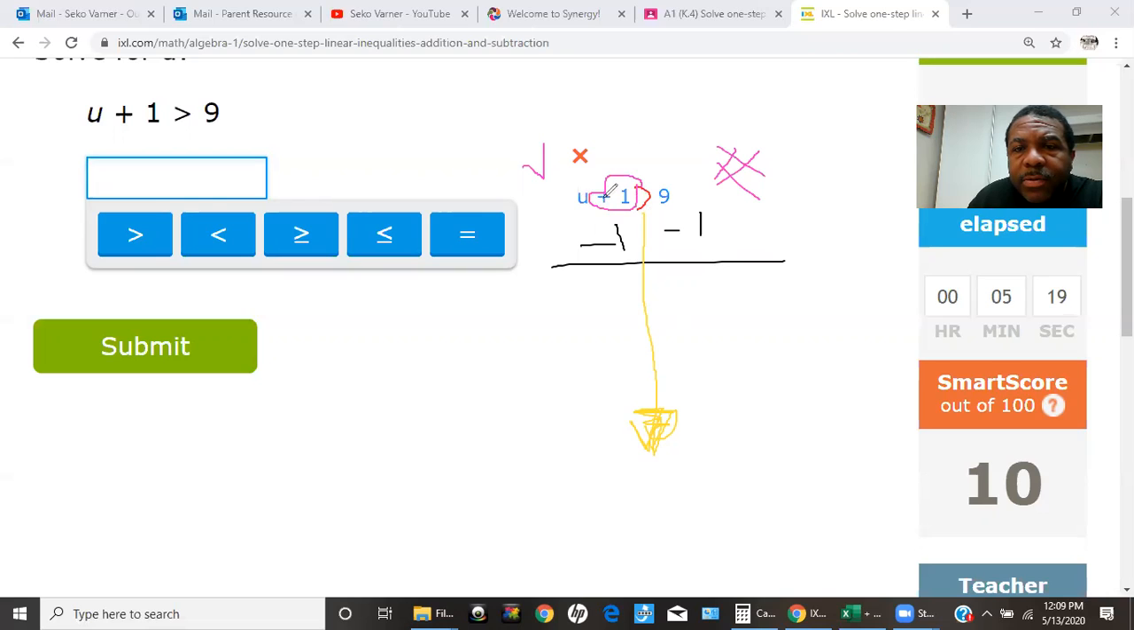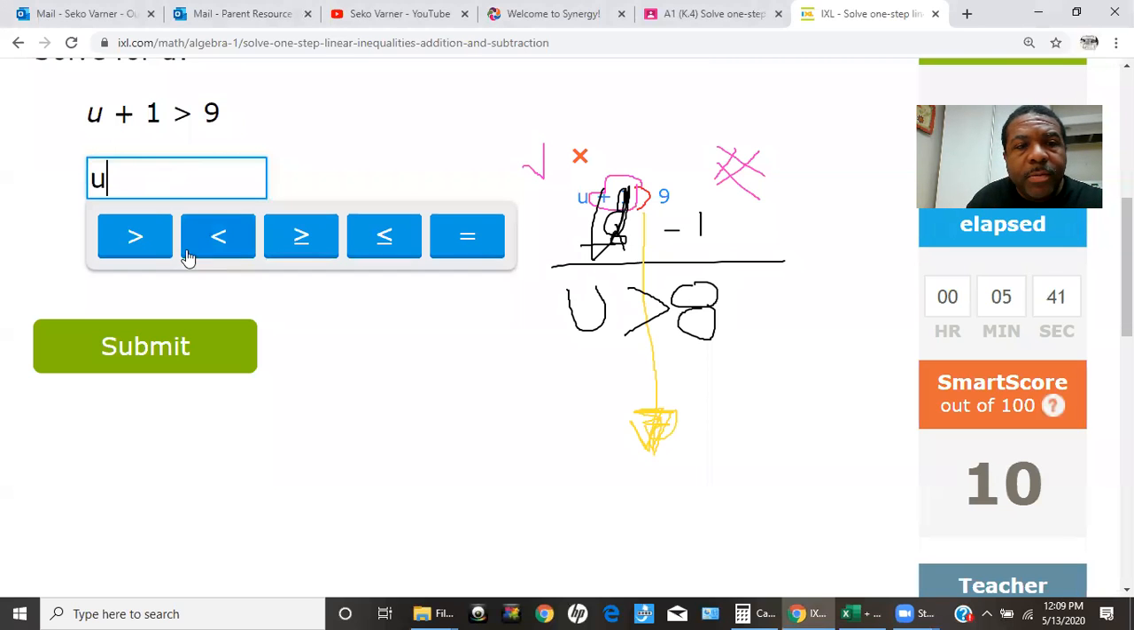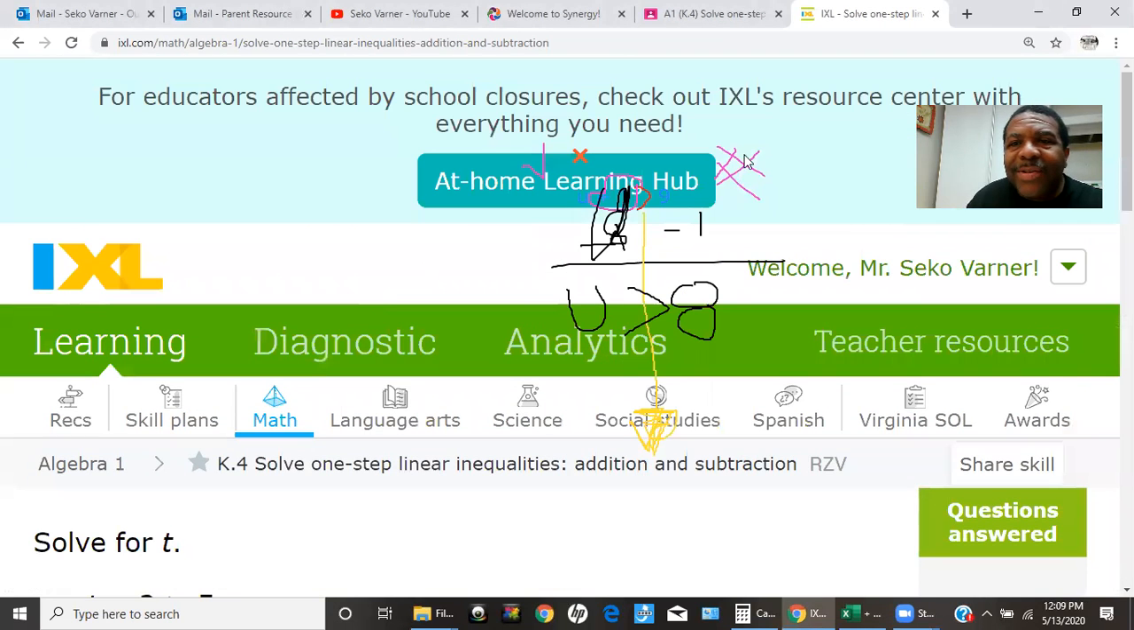So U plus 1 minus 1, those ones cancel each other out. So you have U, and now you have 9 minus 1 is 8. Good. And the sign was greater than. So U is greater than 8. Okay, good. So here we're going to type in U is greater than 8. Okay, super. So that's the process you're going to use to solve that problem.